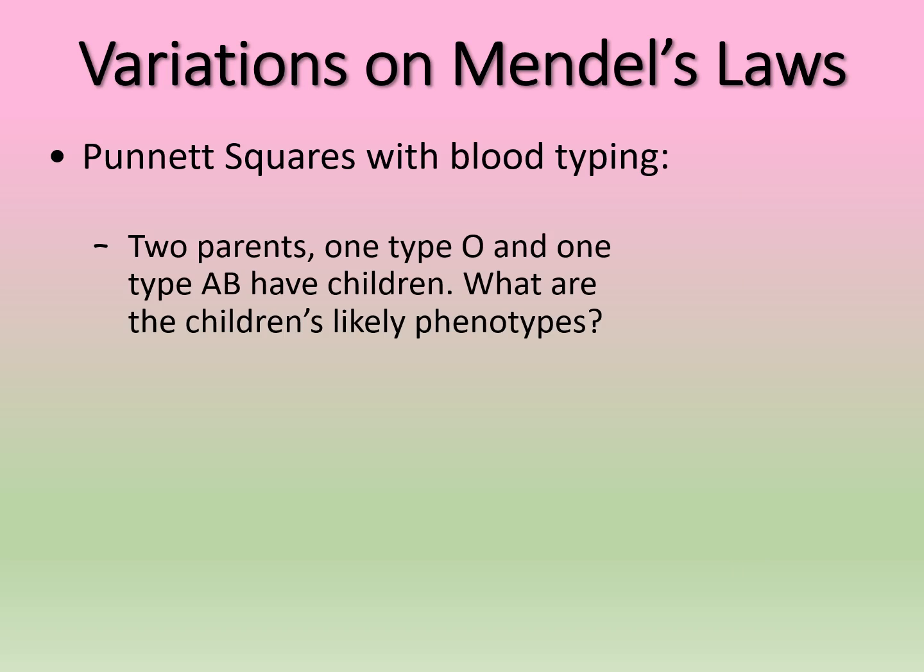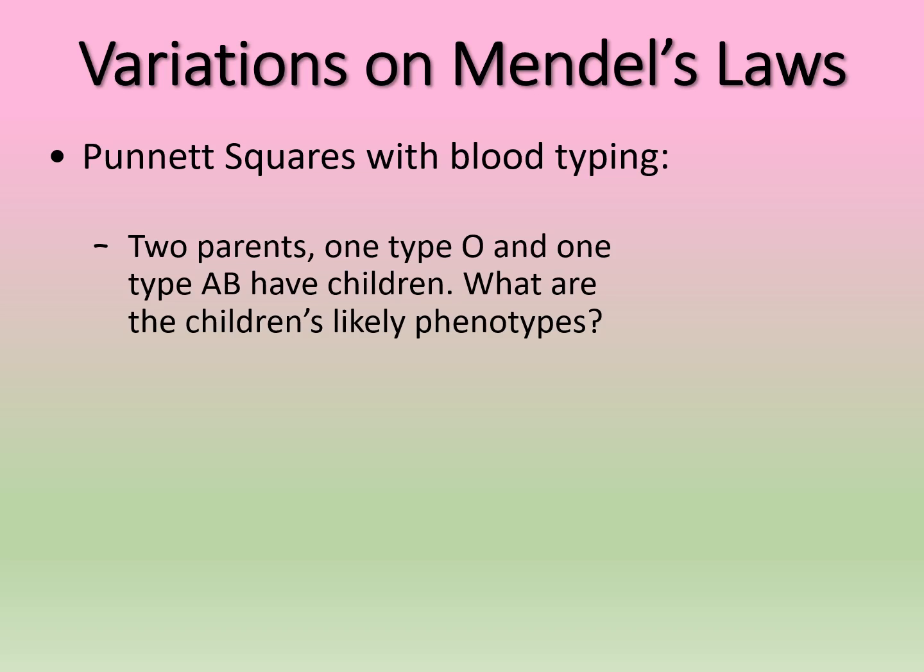Okay, so I think this is a great reference for our different genotypes and phenotypes of our blood groups. So now let's do some practice questions with Punnett squares and blood typing. So we have two questions. The first one is, two parents, one type O, one type AB, have children. What are the children's likely phenotypes?